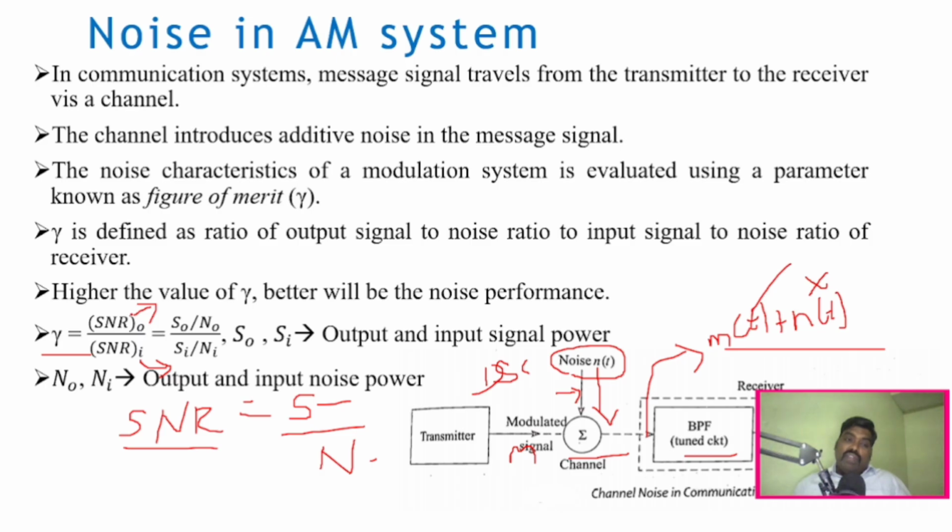So to find out the SNR output, what we have to do? We have to find out the signal power at the output and the noise power at the output. Similarly, to find out the SNR at the input side, we need to calculate the signal power at the input and the noise power at the input. Only if we calculate all these parameters can we determine the figure of merit, right? So your overall derivation is going to be: you're going to derive the SNR output and SNR input, right? That is, you're going to determine signal power at the output, noise power at the output, similarly signal power at the input and noise power at the input. And by that, you can calculate the figure of merit, right?